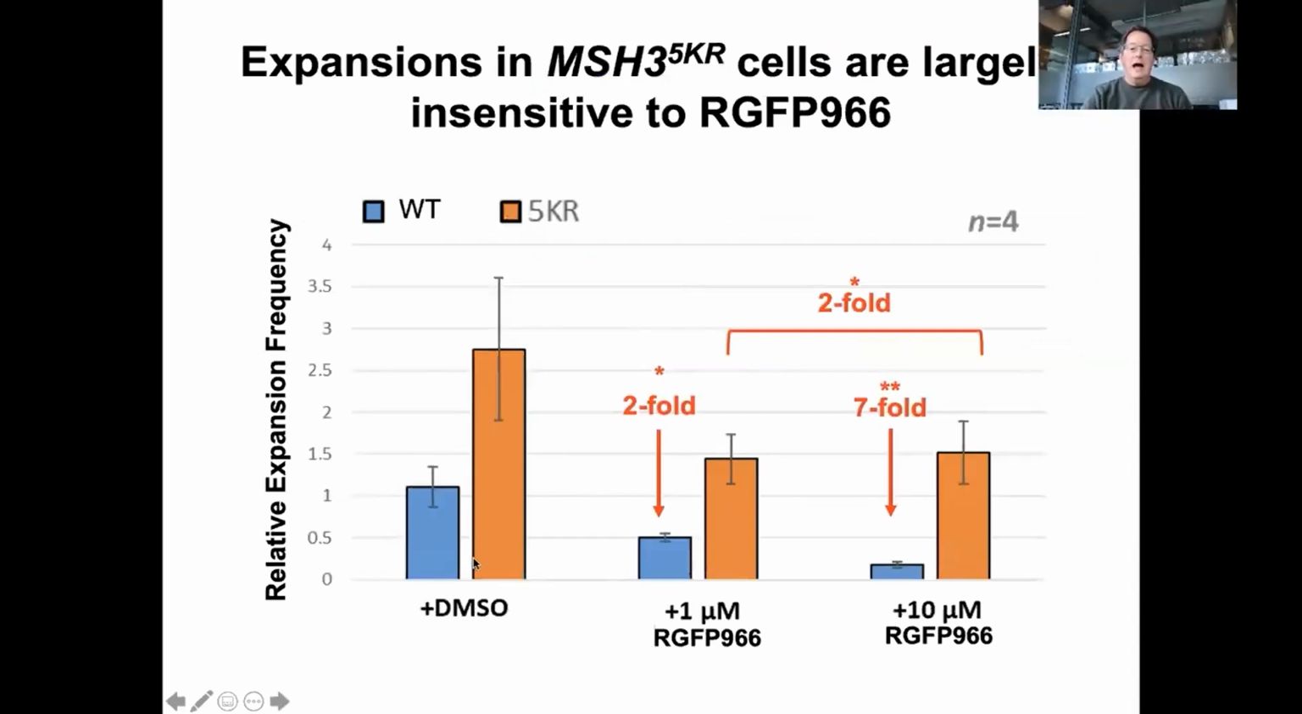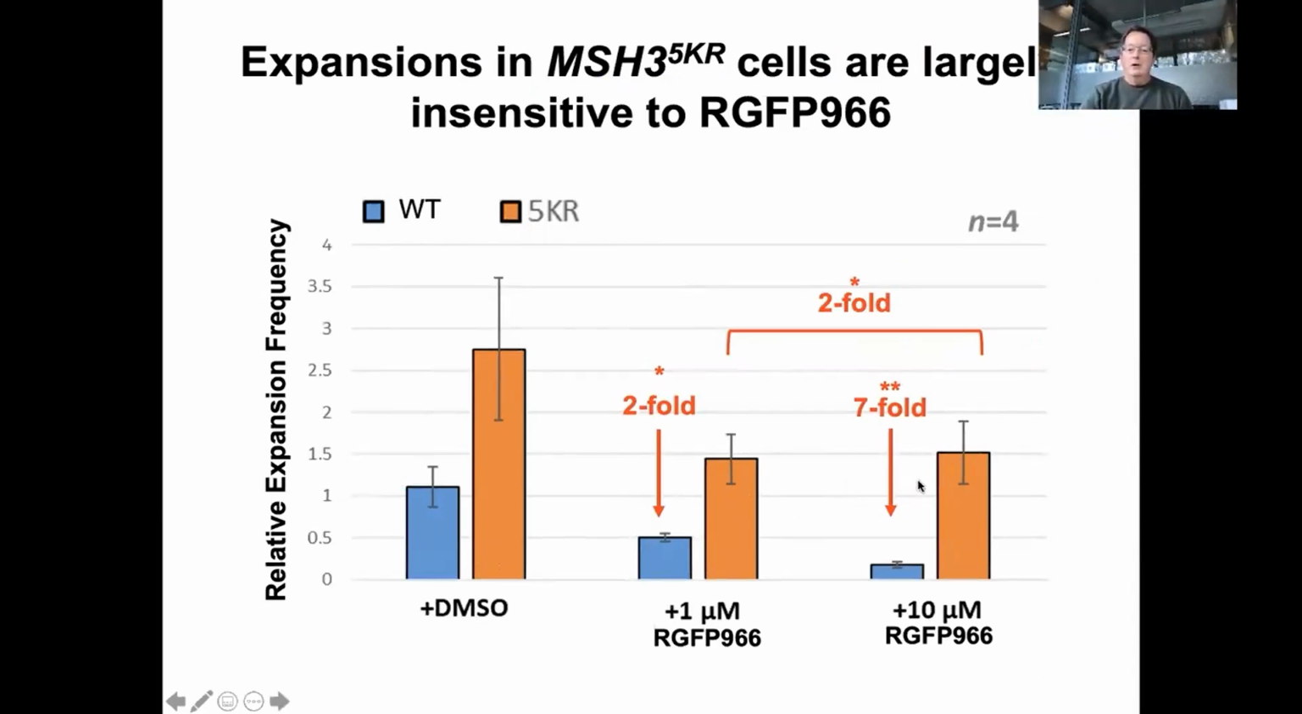So on the left, in the absence of any drug, you can see in the orange again, now we're expressing 5KR at normal levels in a background which otherwise lacks MSH3. You can see we get more expansions than normal. And this is because we think this equilibrium between acetylated and deacetylated now favors deacetylated and therefore active mu-beta.